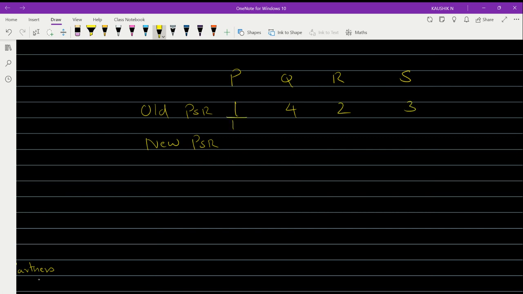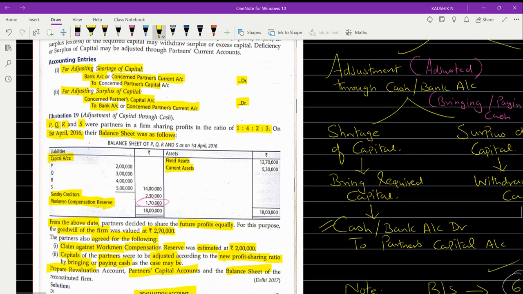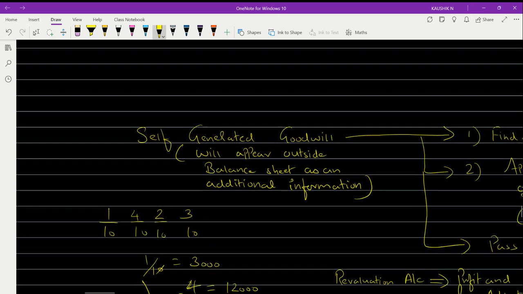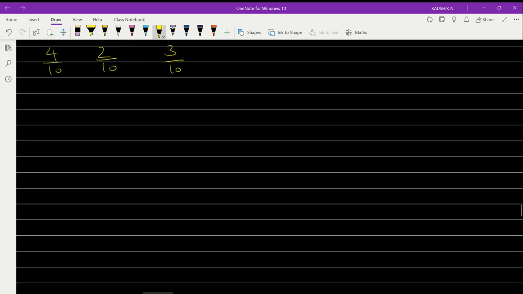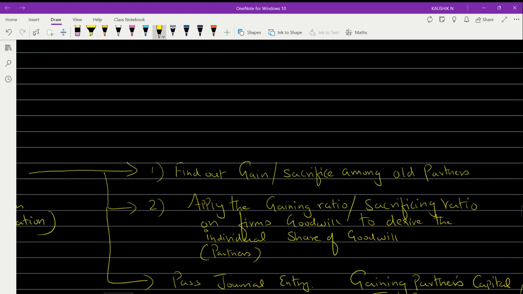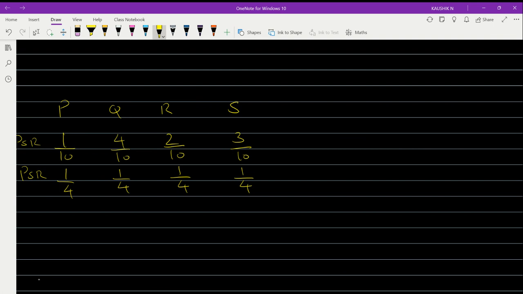So which means 1 by 10, 4 by 10, 2 by 10, 3 by 10. And let's also see the new profit sharing ratio. It is given as equal, so the new PSR is 1 by 4, 1 by 4, 1 by 4, and 1 by 4. So first step, find out the gain or sacrifice among the partners. There is going to be one more working, so first have this as your mnemonic.